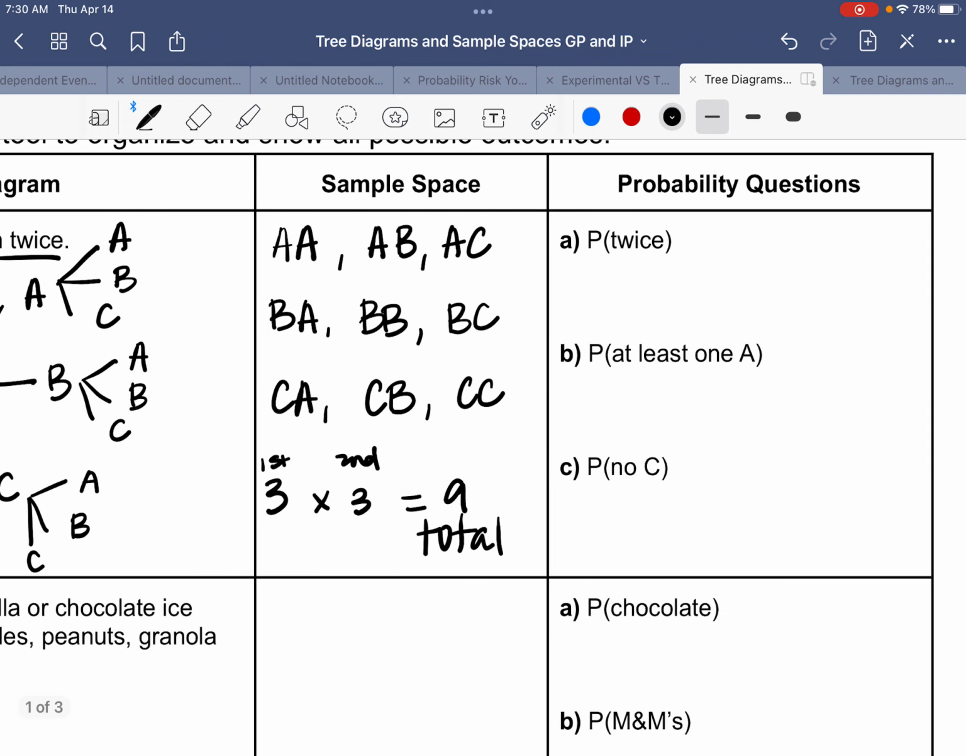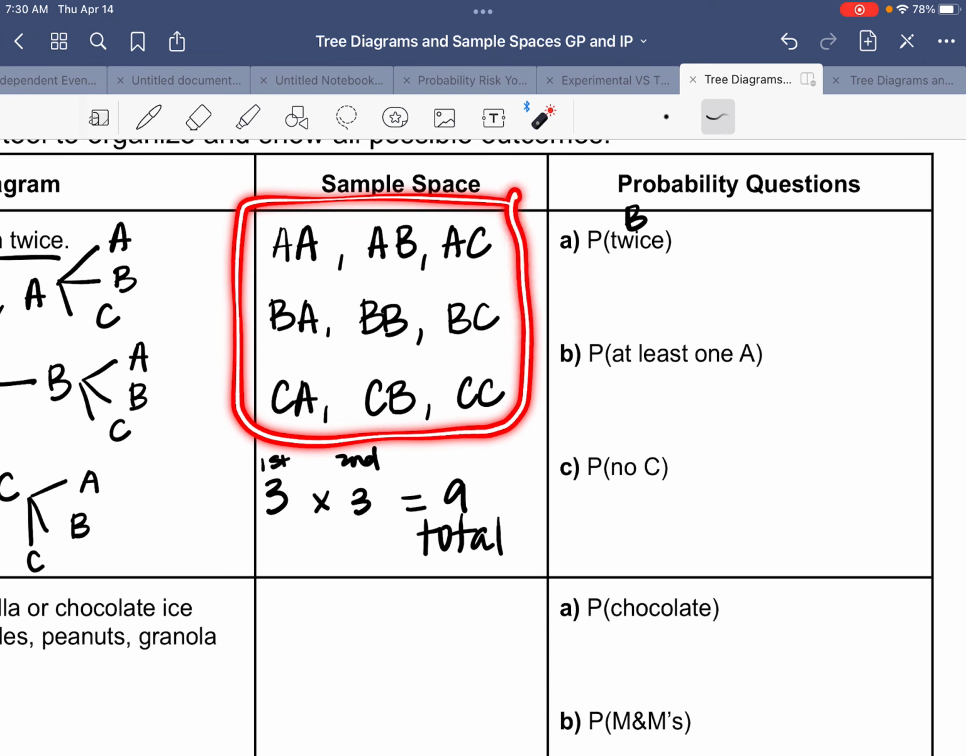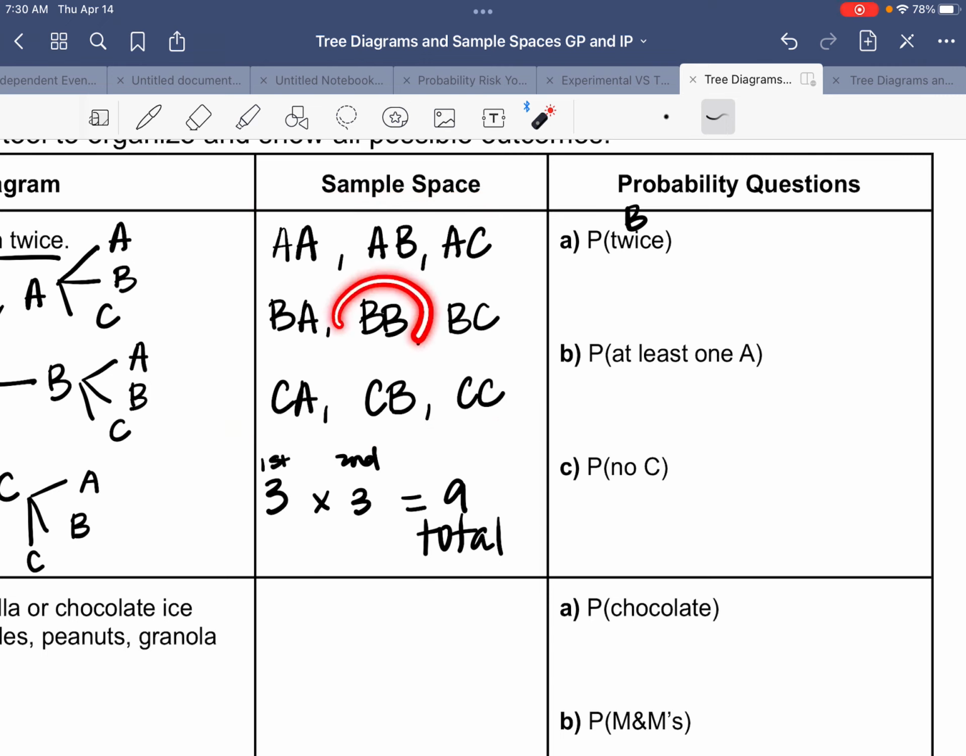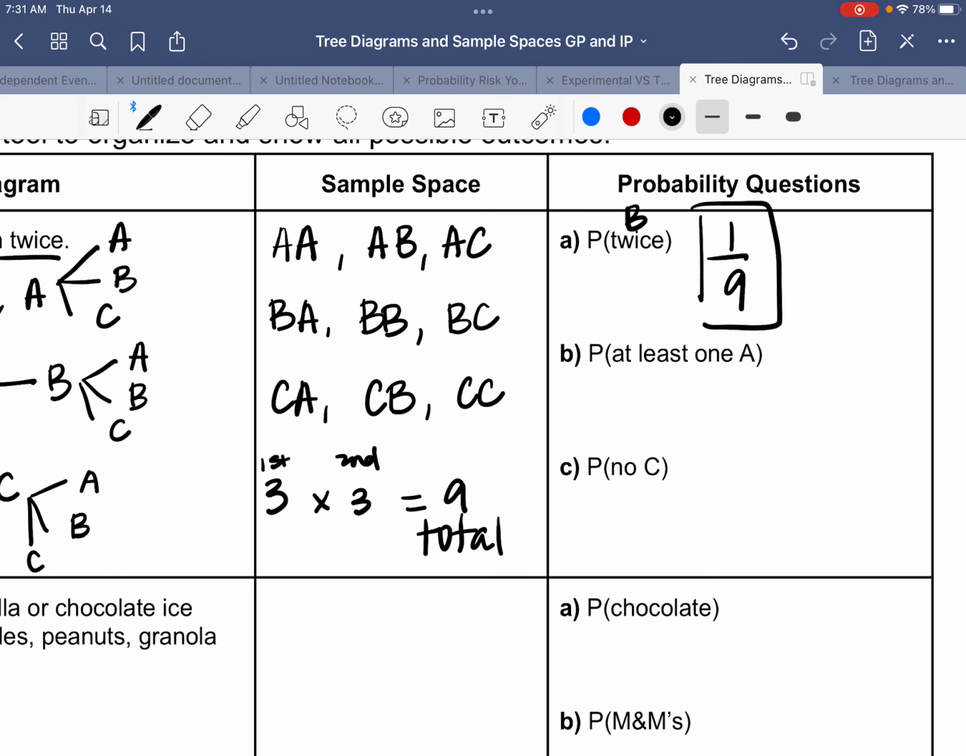Now we're going to use the sample space to find the probability of each. The first one just says probability of B twice. What is the probability of getting B and then B? So here is my sample space, and there is only one outcome in which you get B and then B. So that would be 1 out of 9 possible outcomes. That doesn't simplify, so that's your answer.